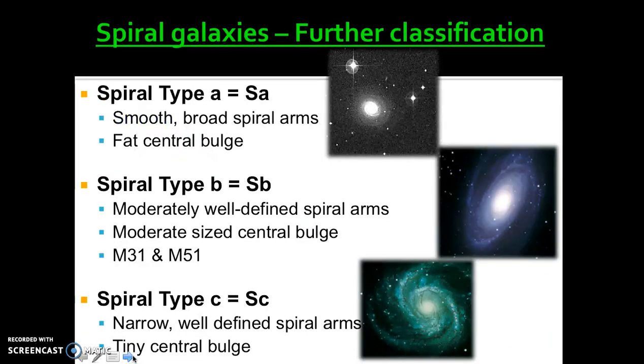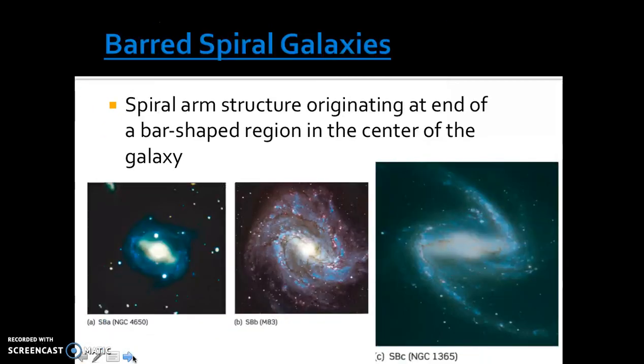Notice that spiral galaxies can be further classified in terms of A, B, and C, mainly distinguishing between how the arms look and the size of the central bulge. So notice that an SA type spiral has smooth, broad spiral arms with a fat central bulge, whereas an SC contains narrow, well-defined spiral arms and a tiny central bulge. This is just a way to further delineate the spiral galaxies.